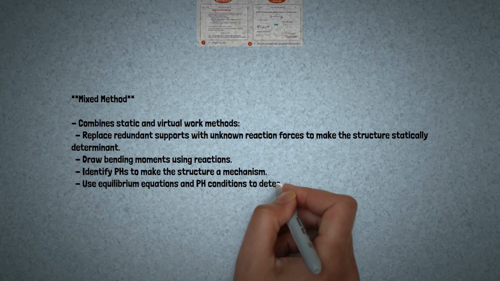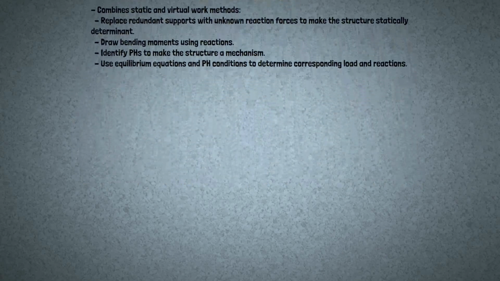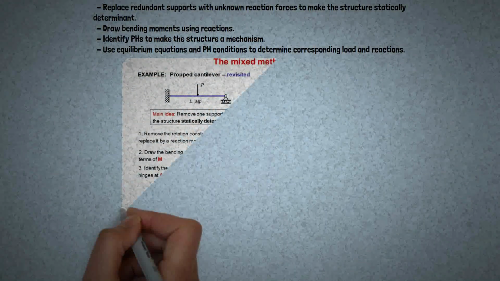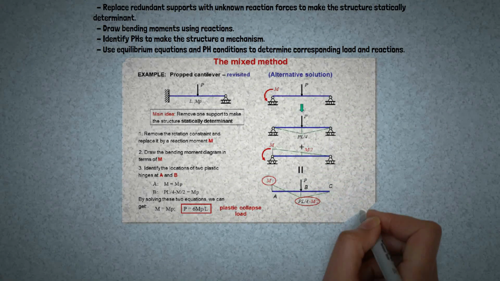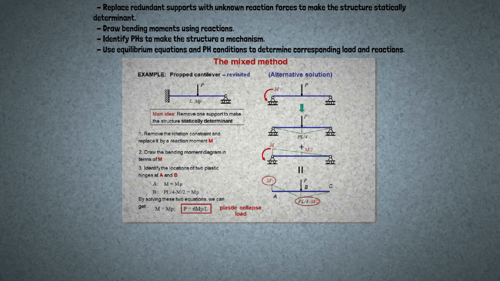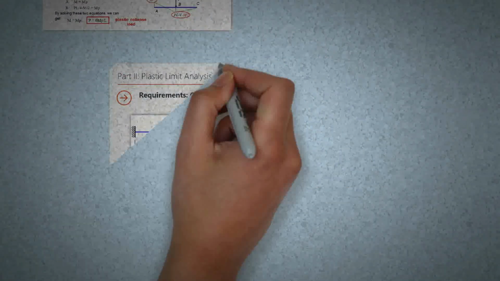Replace redundant supports with unknown reaction forces to make the structure statically determinate. Draw bending moments using reactions. Identify PHs to make the structure a mechanism. Use equilibrium equations and PH conditions to determine corresponding load and reactions.